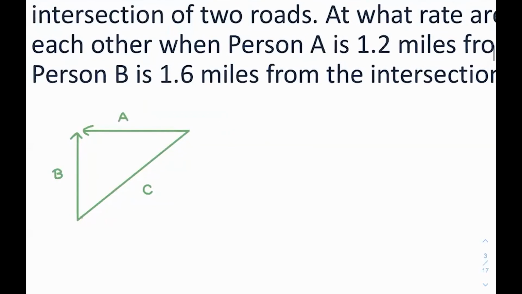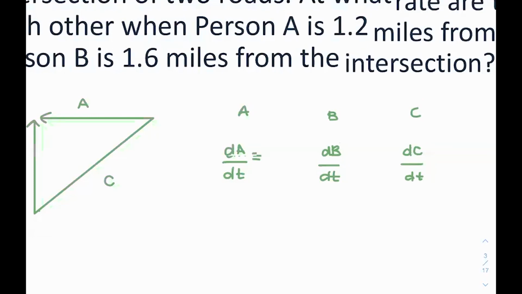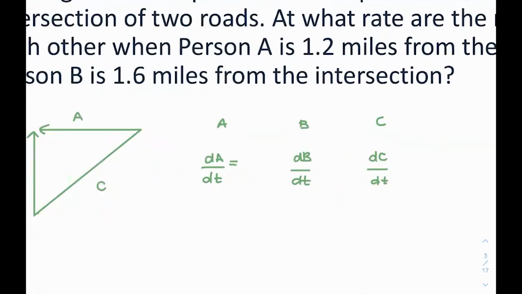So I have these three variables, A, B, and C. We are going to lock into a specific point in time where we know what A is and we know what B is, and then therefore we will know what C is, but we also know that they're changing. So A is changing as time changes, B is changing as time changes, and C is changing as time changes. So all three of these lengths of the triangle, if you will, are changing with time. So we know that the rate of change of A is 5 miles per hour.